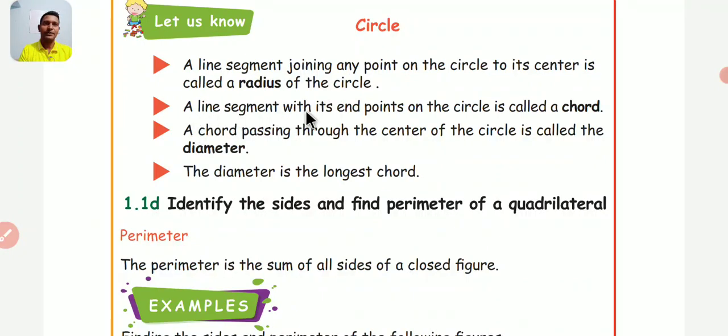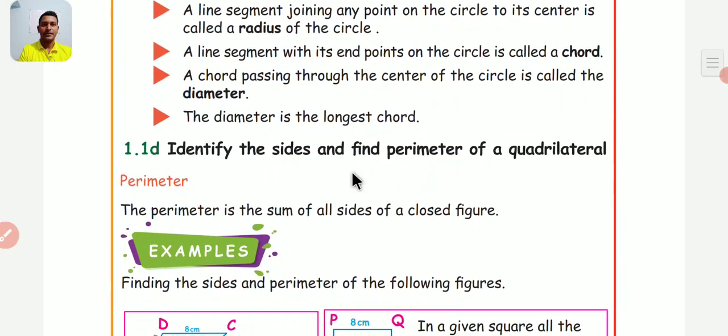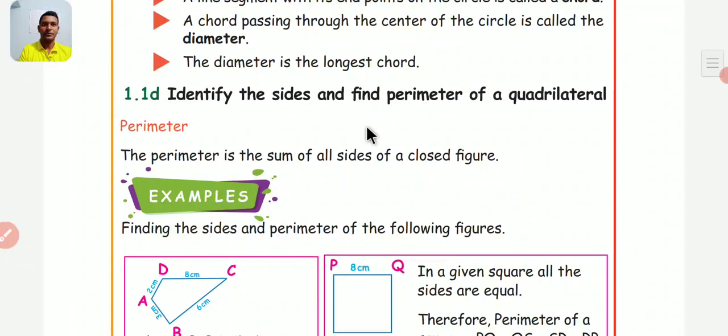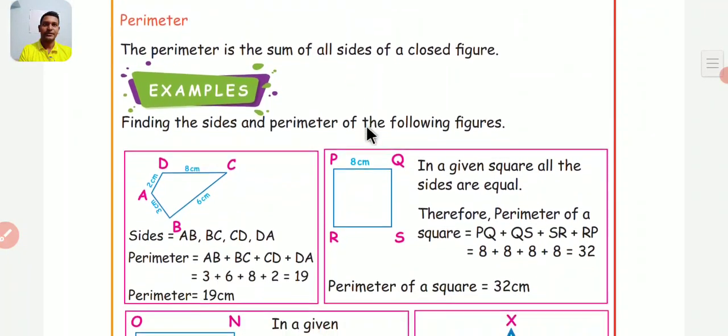A line segment with its end points on the circle is called a chord. A chord passing through the center of the circle is called the diameter. The diameter is the longest chord. We have already seen this, so I skip this one and move on to the next one, perimeter.